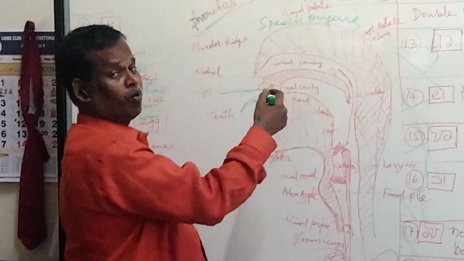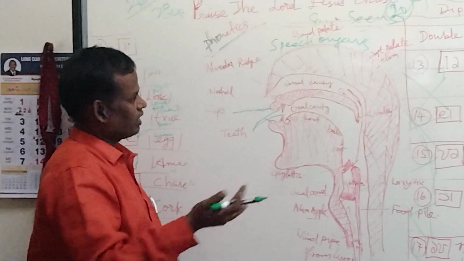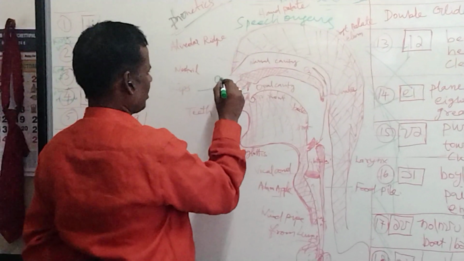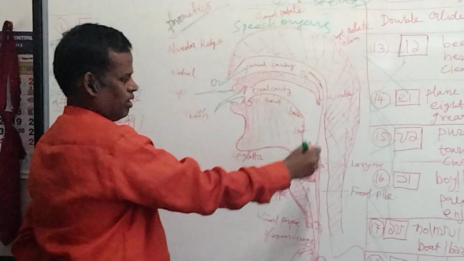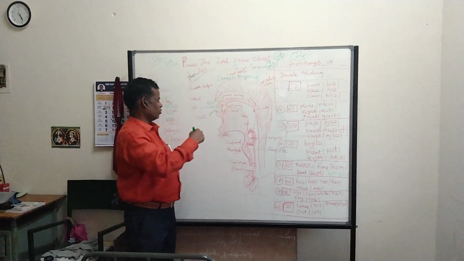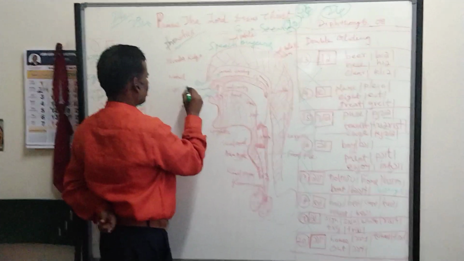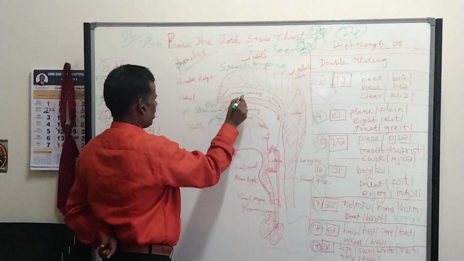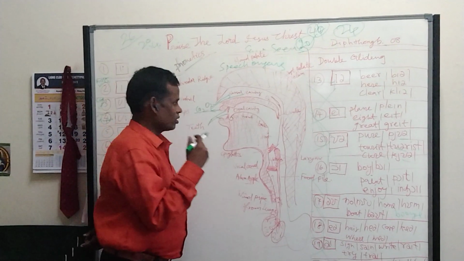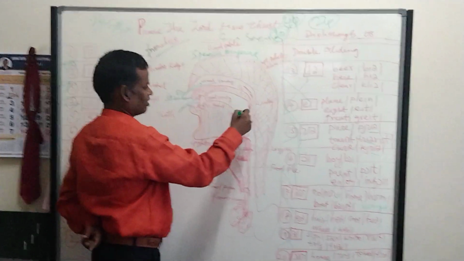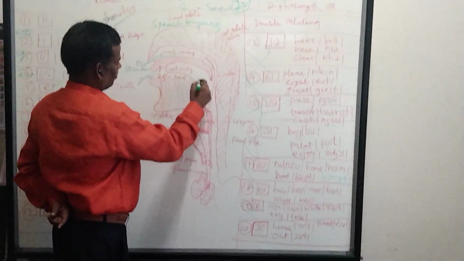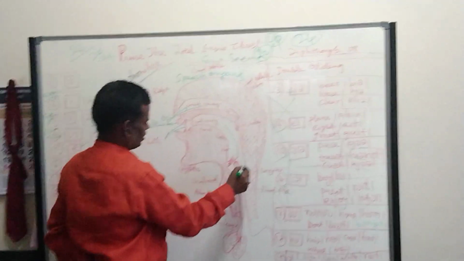Through the nasal passage, breathing happens, as you know very well. Oxygen gets into the lungs, and through the lungs oxygen goes to all other spots. Then carbon dioxide, CO2, comes out from the body through the lungs. Our edible food is chewed by the teeth and goes to the food pipe.